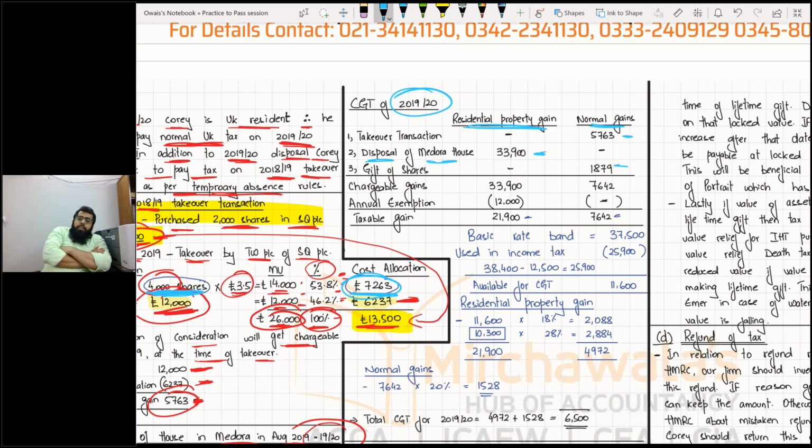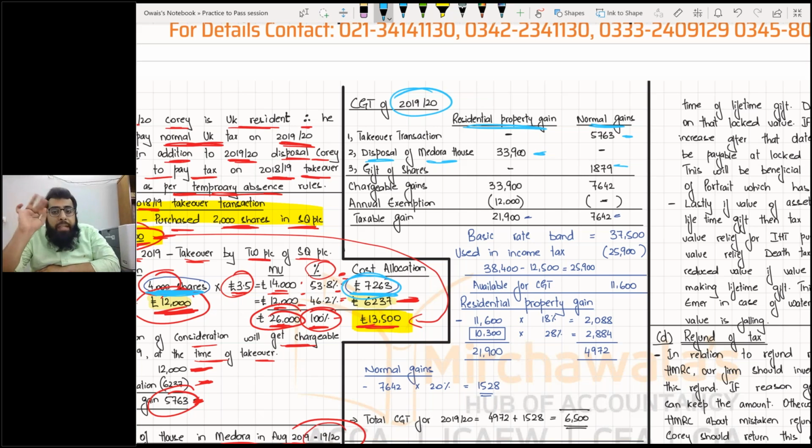Junaid, let me answer this question so that your confusion gets cleared. The letting relief in PPR was available on the lower of three things: the PPR, the 40,000 amount, and the gain attributable to letting relief. Now the problem is that they have always let out this property. This means that the PPR, principal private residence amount, is 0.